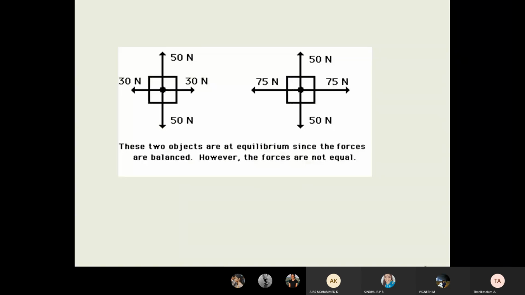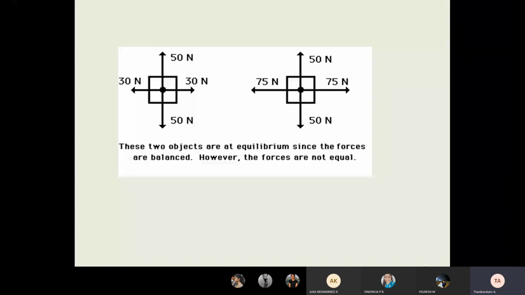Now see this diagram. Upward 50 Newton, downward 50 Newton. So plus 50 minus 50 is 0. On the right side 30 Newton, positive x, and on the left side the opposite. This is equilibrium. See the equilibrium examples: two different forces acting, but the body is in equilibrium. Asaj, do you understand? Yes. Kaviraja, have you joined?